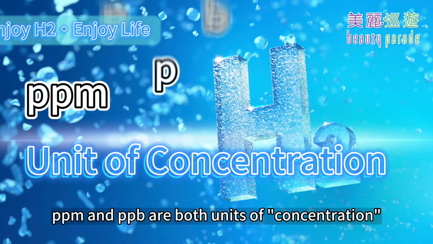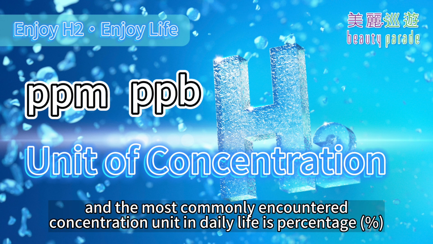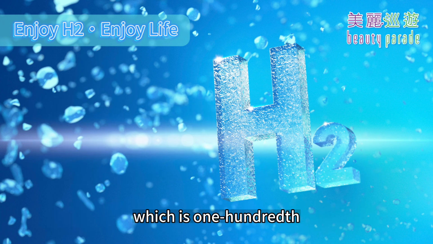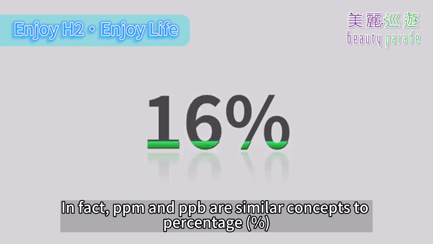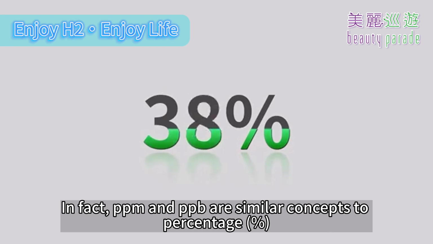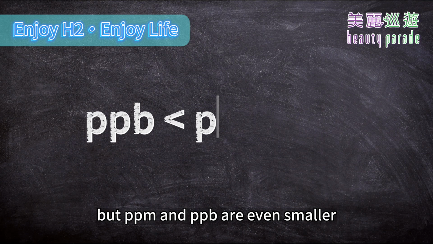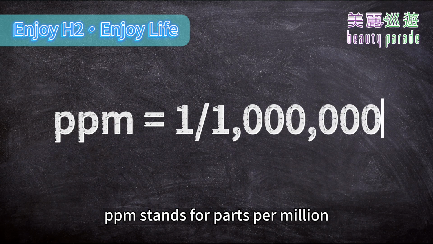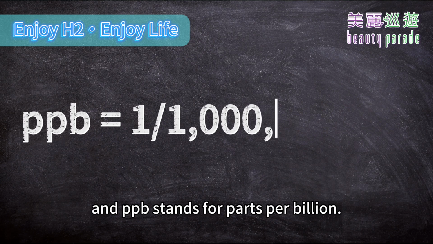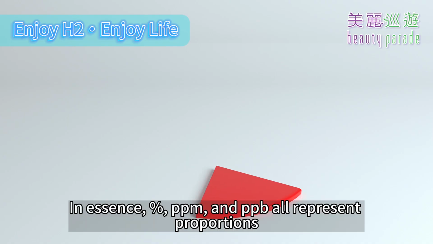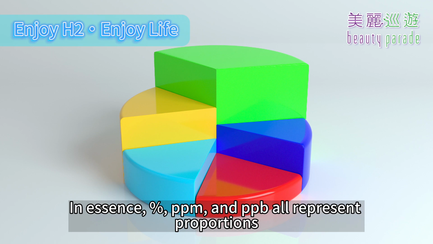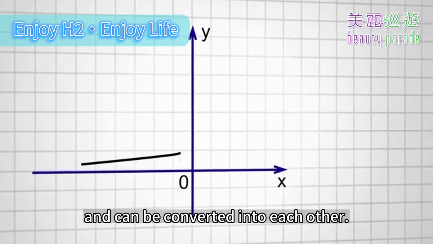ppm and ppb are both units of concentration, and the most commonly encountered concentration unit in daily life is percentage, percent, which is 100th. In fact, ppm and ppb are similar concepts to percentage, but even smaller. ppm stands for parts per million, and ppb stands for parts per billion. In essence, percent, ppm, and ppb all represent proportions and can be converted into each other.